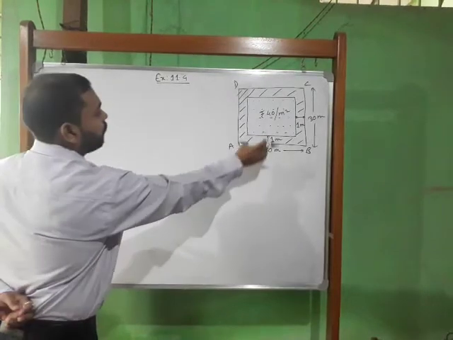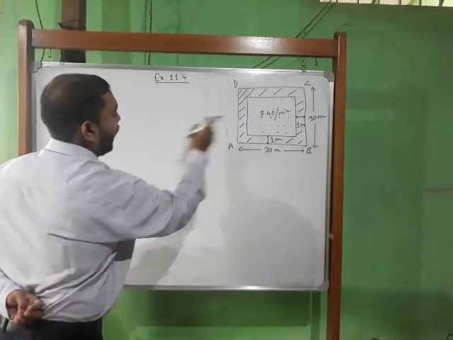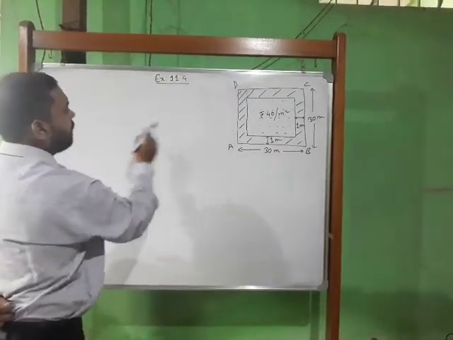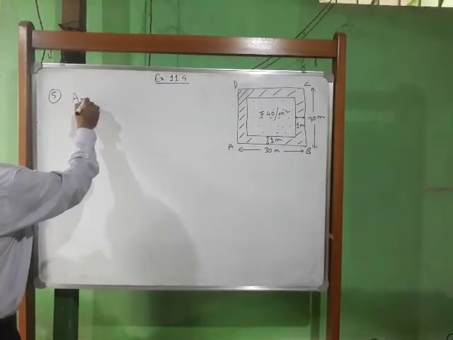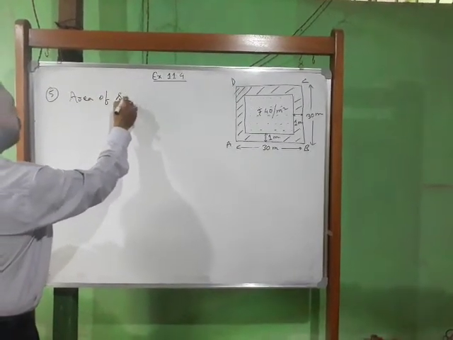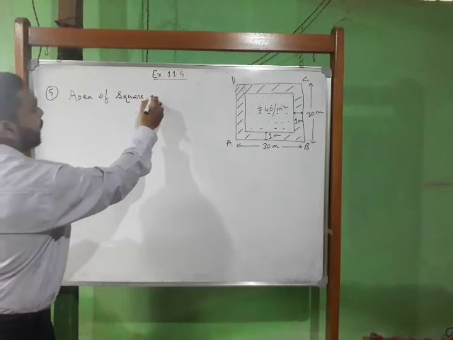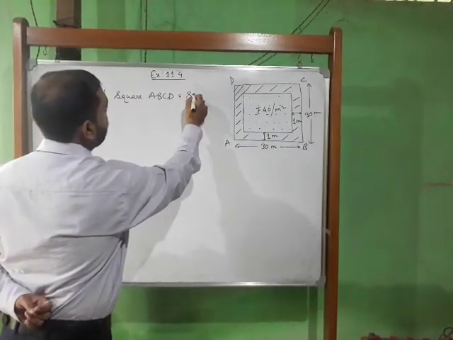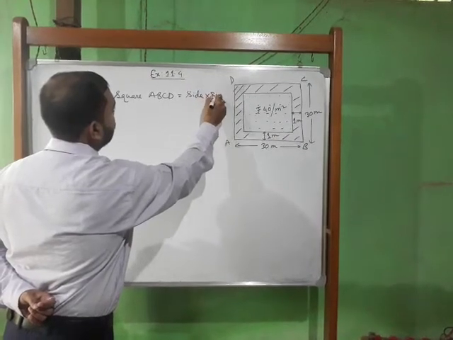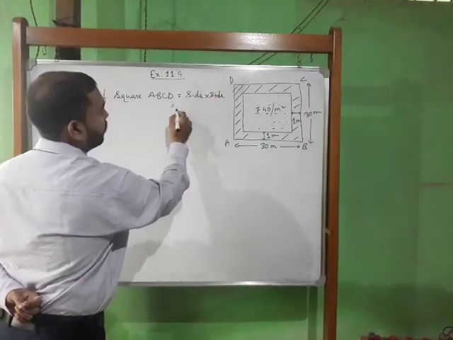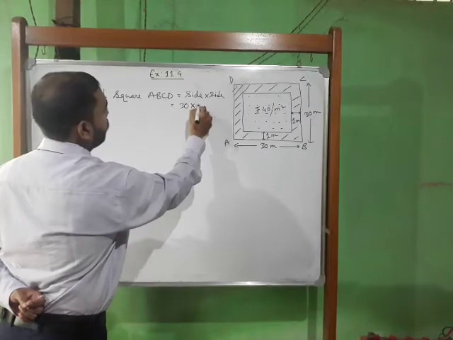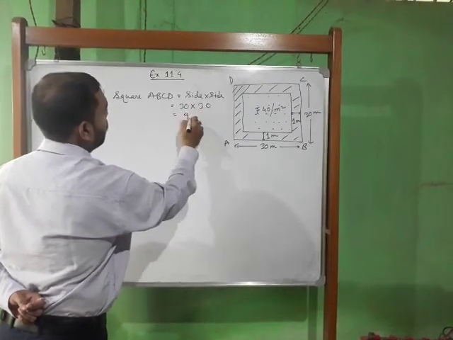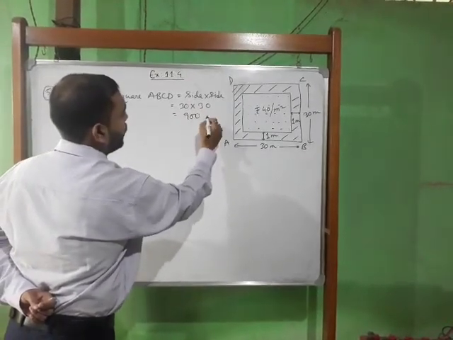So at first we have to find the area of square ABCD. Area of square ABCD is equal to side into side. So that is 30 into 30, it is 900 meter square.